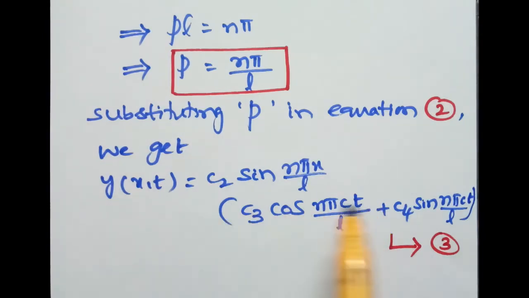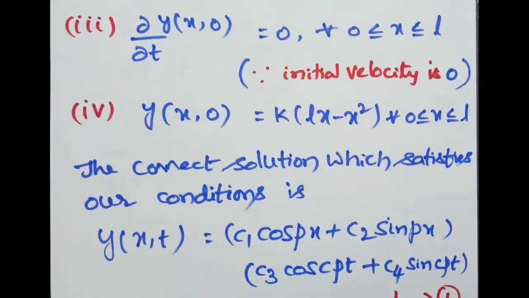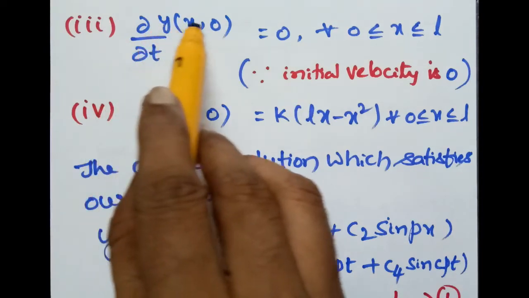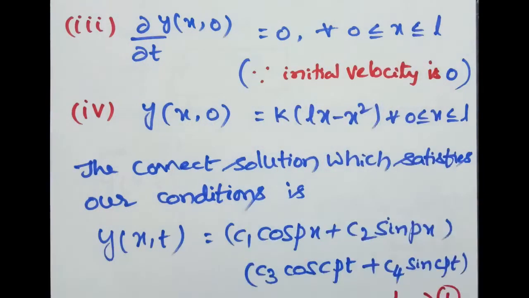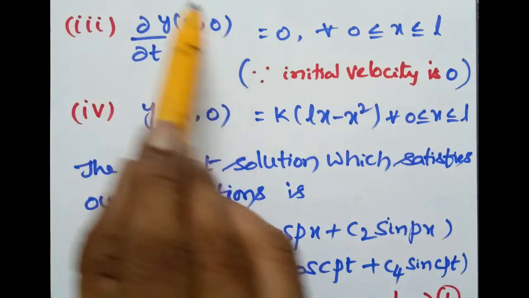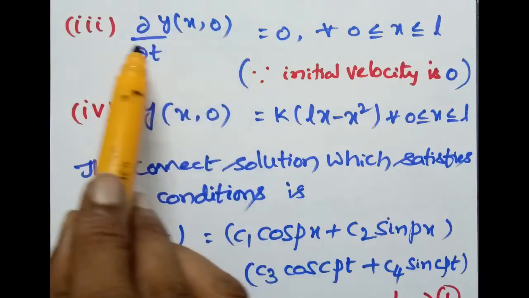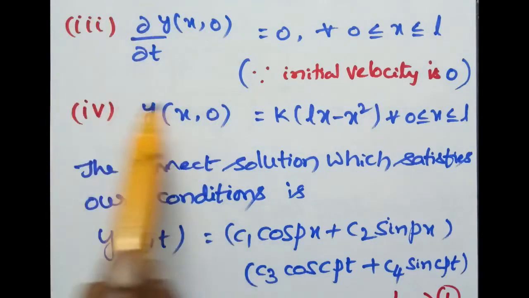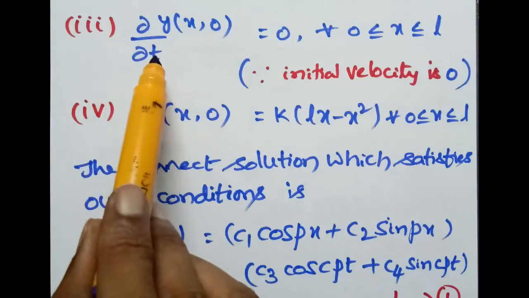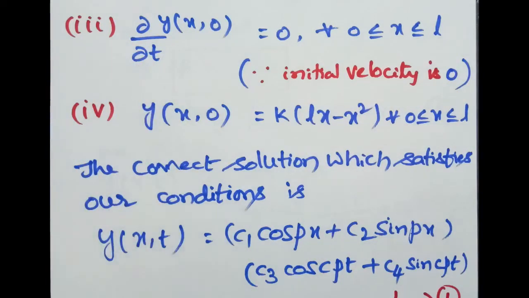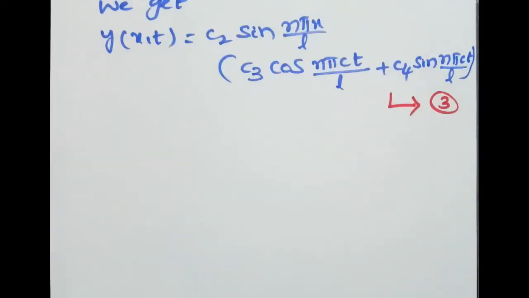Now apply condition number 3 in equation 3. Here condition 3 is dou by dou t of y of x comma 0 is equal to 0 for all 0 less than or equal to x less than or equal to L. So to apply condition number 3 in equation 3, first differentiate equation 3 partially with respect to t, keeping the other variables as constants.